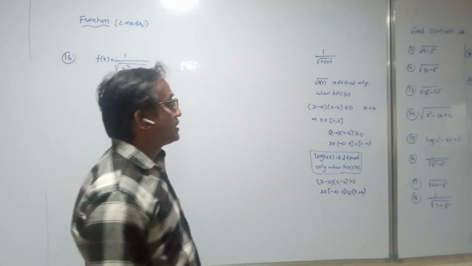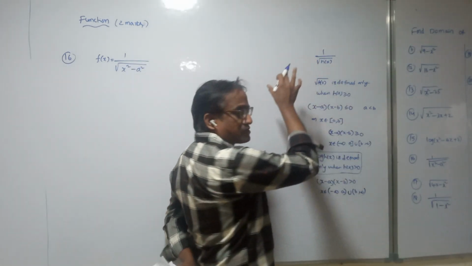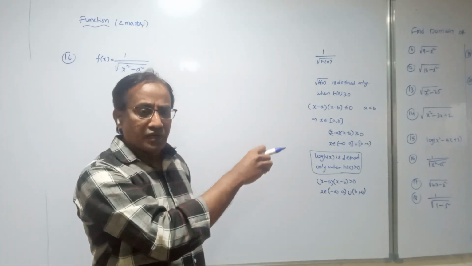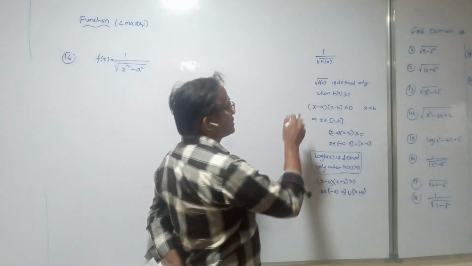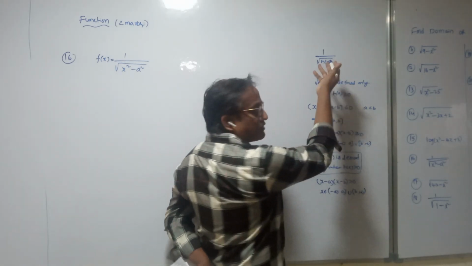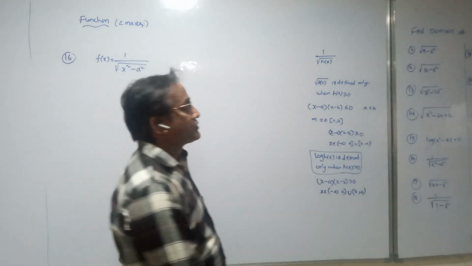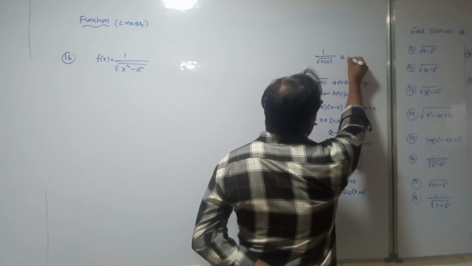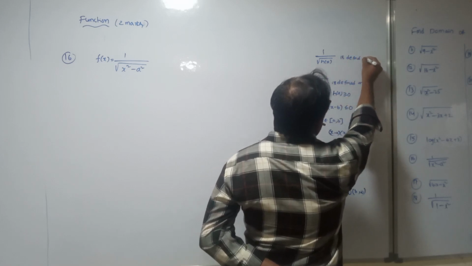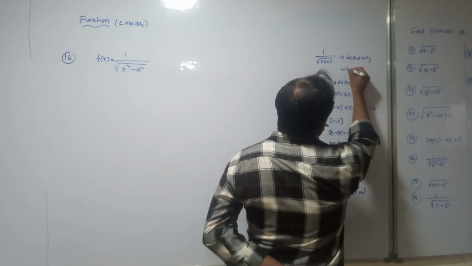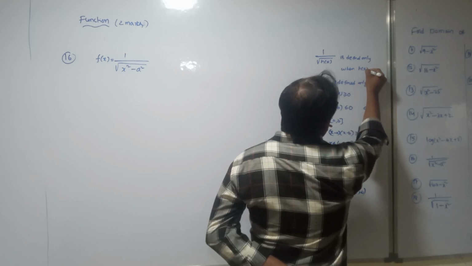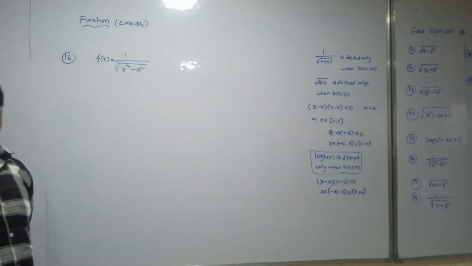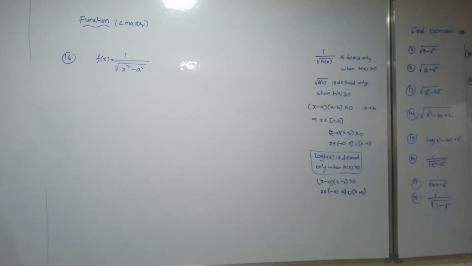But remember that here also it is square root of h of x, but not in the numerator. It is in the denominator. In this case, if you put 0, it will be not defined. So, in case of 1 by square root of h of x, it is defined only when h of x greater than 0.